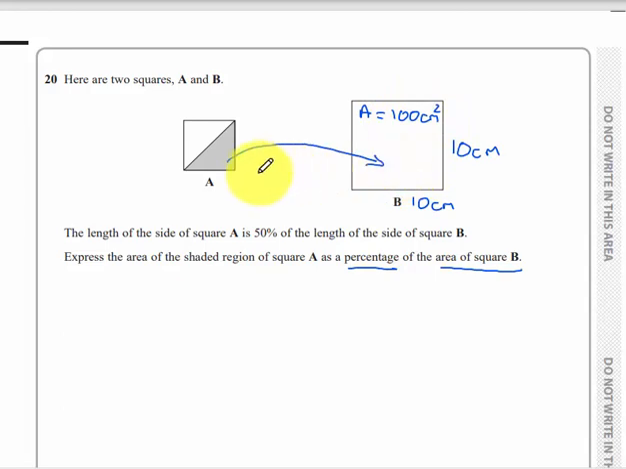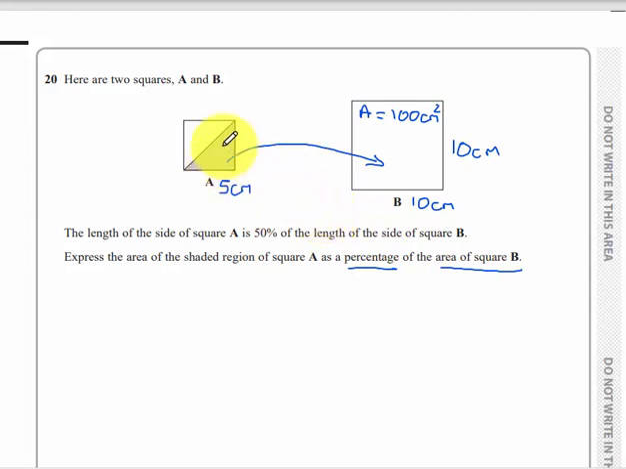Now you could pick any numbers for the sides of the squares and you'll get the correct answer. You could also do it algebraically and you'll get the correct answer. I'm just using 100 because I've spotted the word percentage here. Now if the side of this square is 10 centimeters, then the side of this one must be 5, because the question says the length of the side of square A is 50% of the length of the side of square B, so it is half.